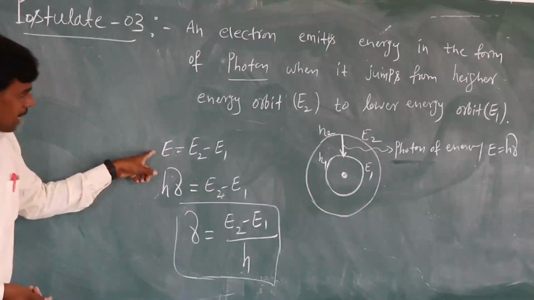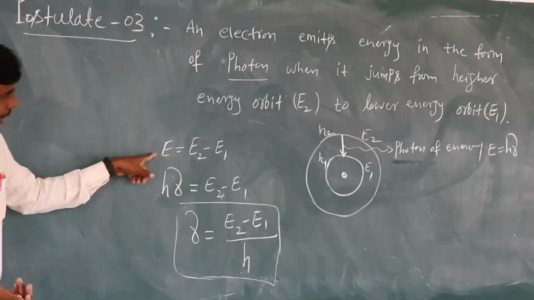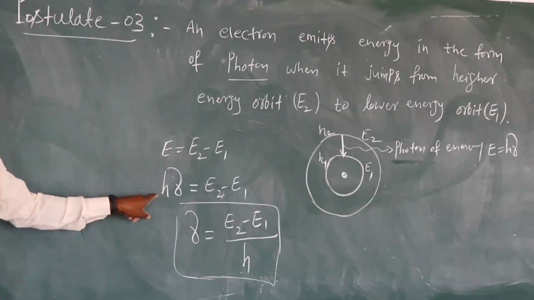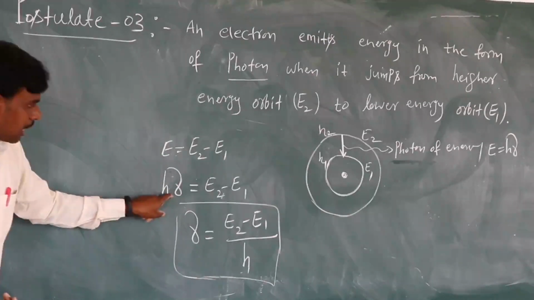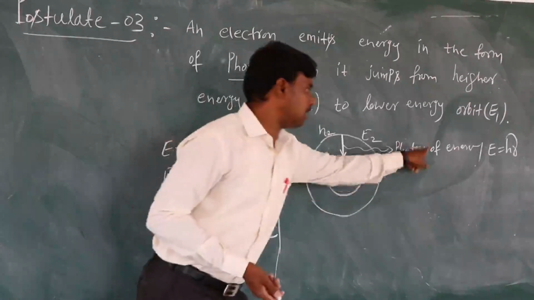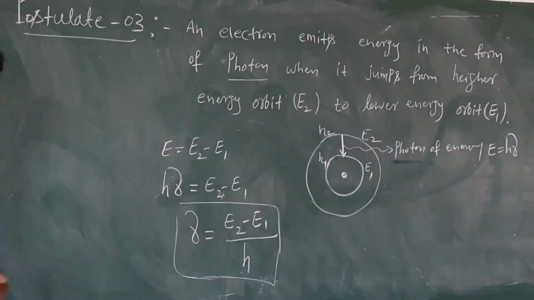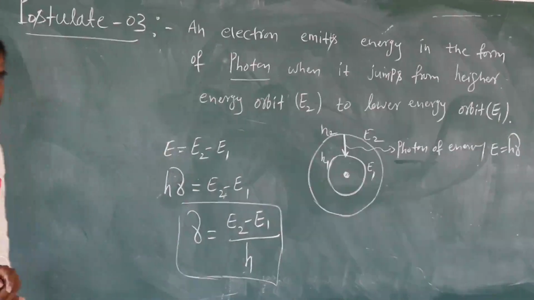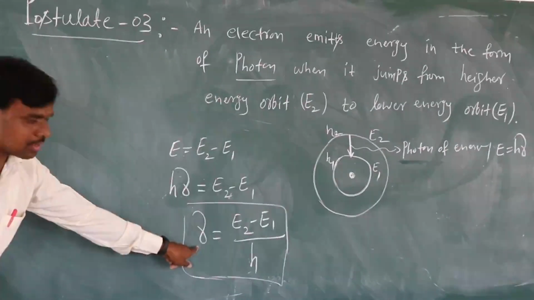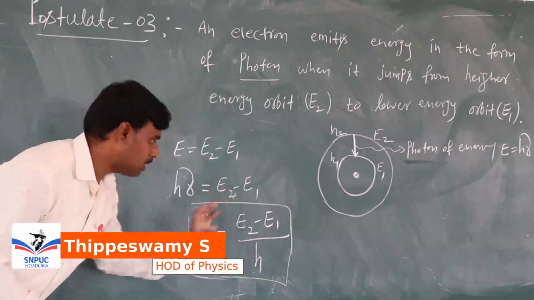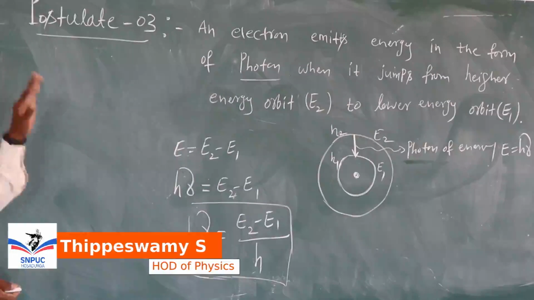Therefore, we already know that the energy of the photon E is equal to h nu, where h is Planck's constant, and nu is the frequency of the emitted photon or radiation, that is equal to E2 minus E1. Finally, we get the relation for the frequency of the emitted photon: nu is equal to E2 minus E1 by h. These are the three postulates.